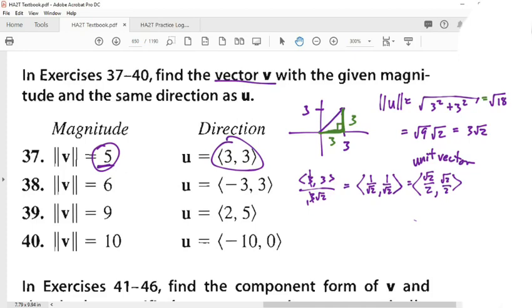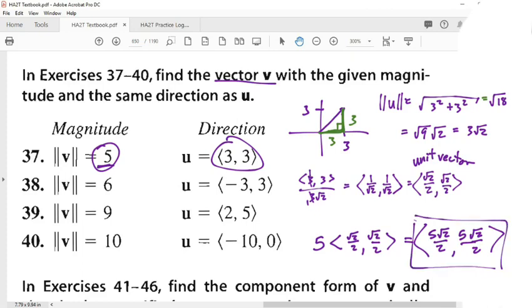And then we're going to take that and multiply it by 5. So we're going to go 5 times this unit vector, like that, and like that, and then what we get is 5 root 2 over 2, 5 root 2 over 2, and that's our answer. That is a vector that points in the same direction as this, but has a length of 5 now.